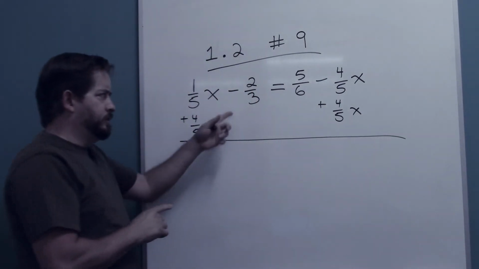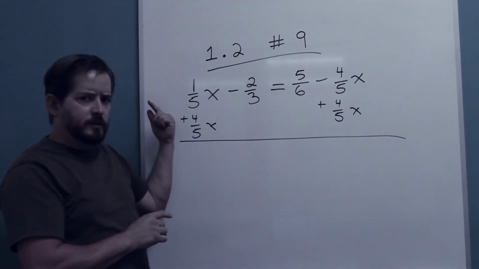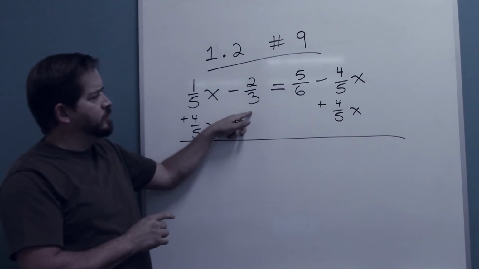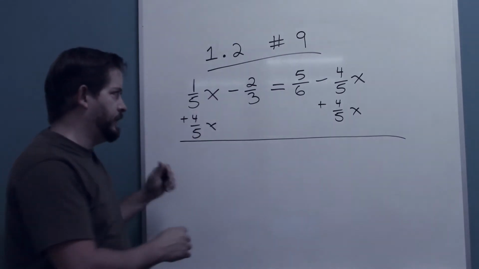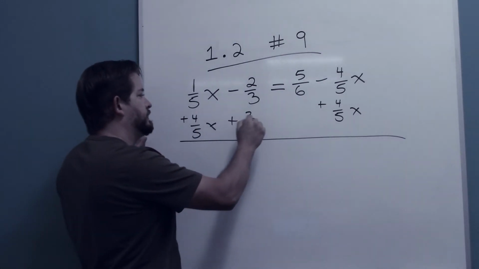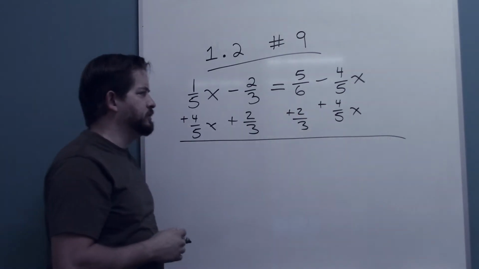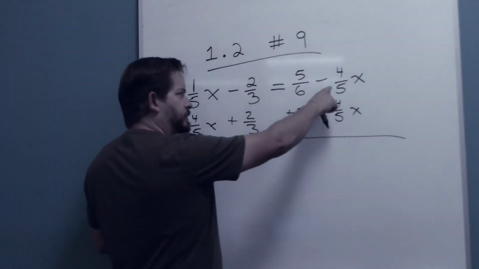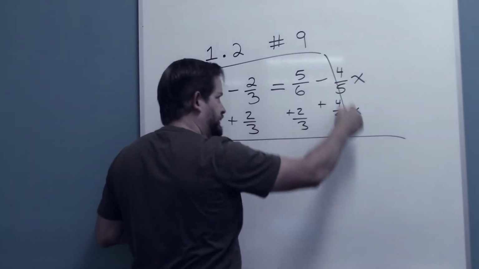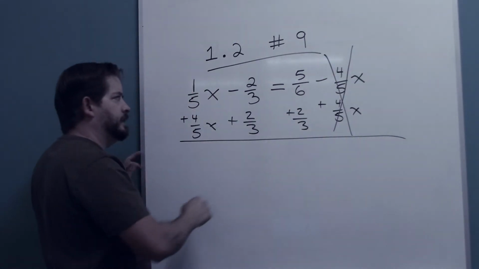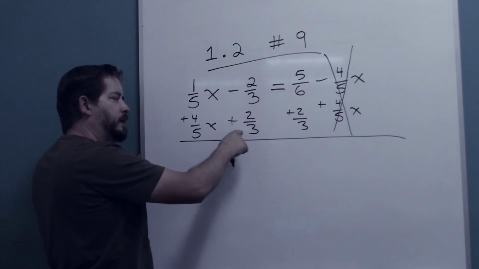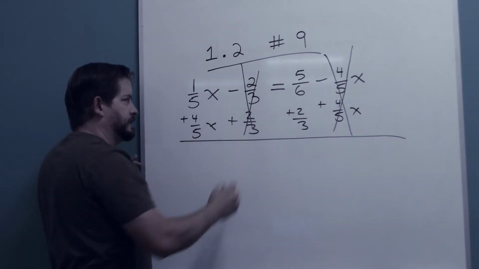And I can do both: the 4/5 x to move it to the left, and add 2/3 in the same step to move it to the right. So I'm going to do that. That puts it all into one step instead of two. But you can see that my -4/5 and my +4/5 cancel on the right hand side. My -2/3 and my +2/3 cancel on the left hand side.